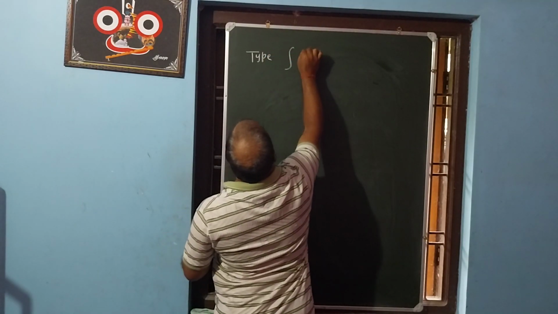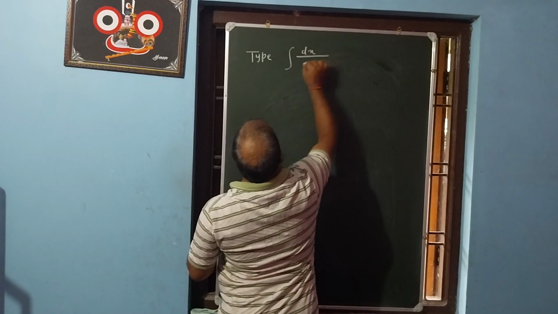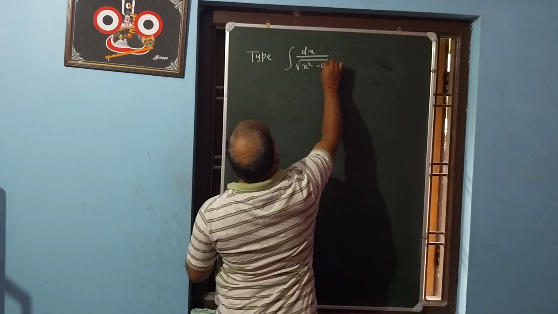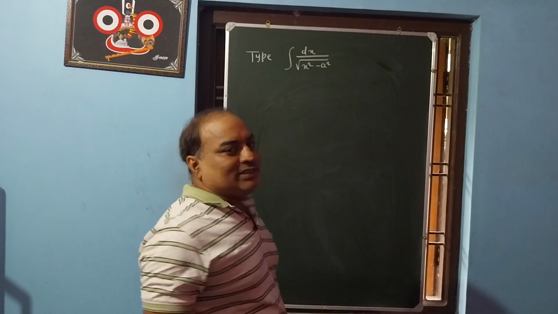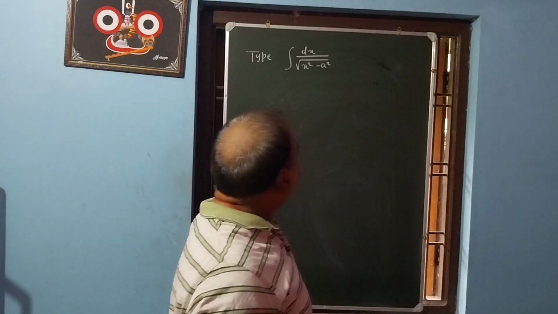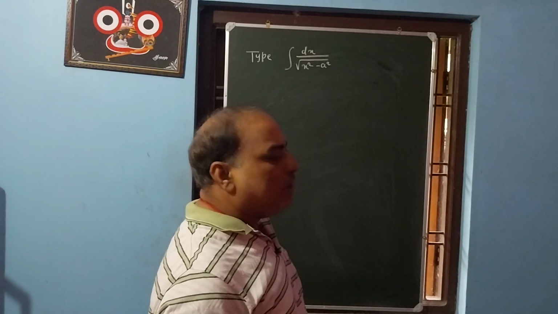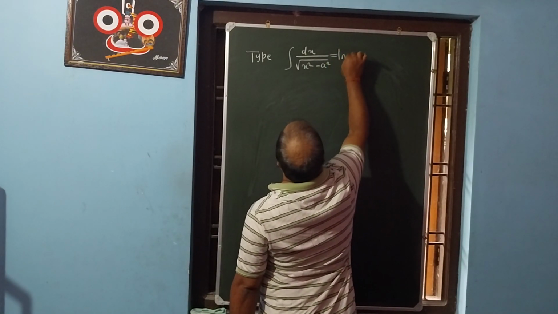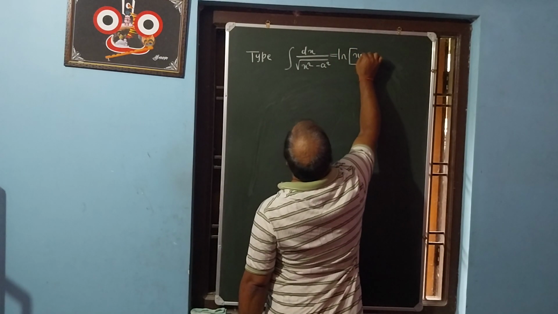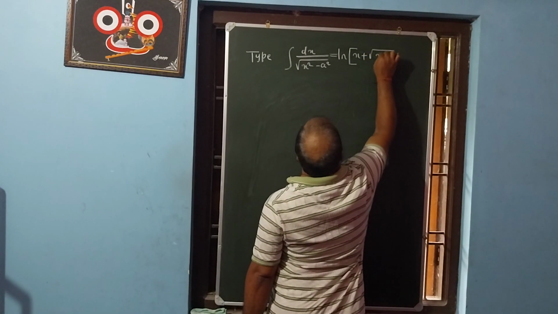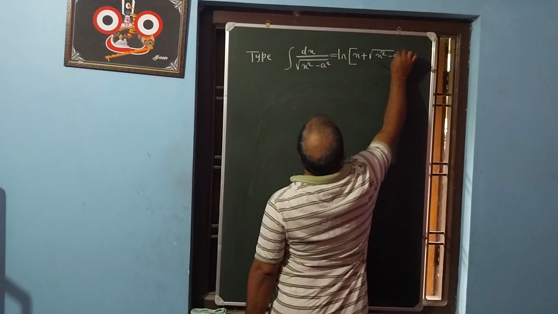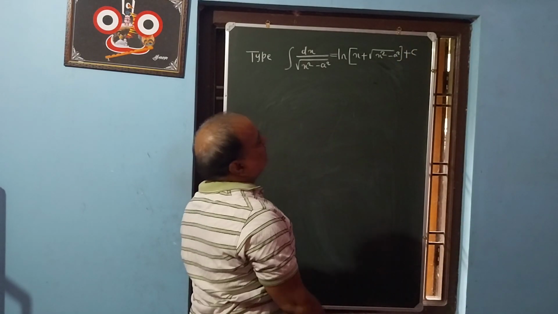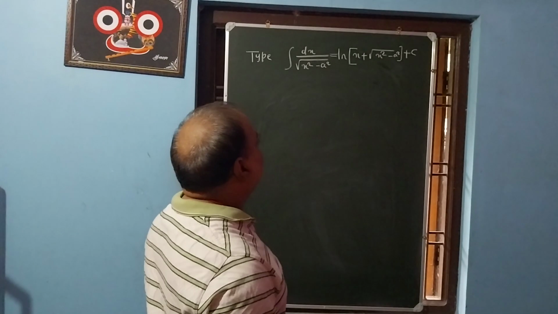Integration of dx upon root over x square minus a square. Then the value is ln of x plus root over x square minus a square, plus c, where c is the integration constant.